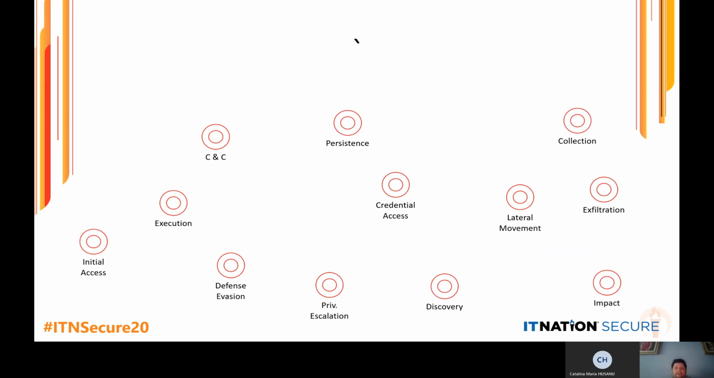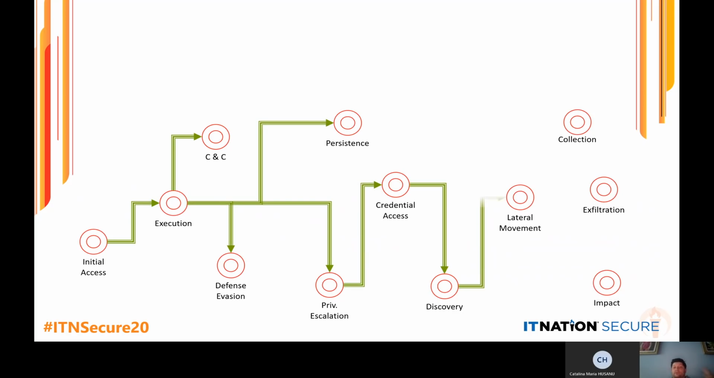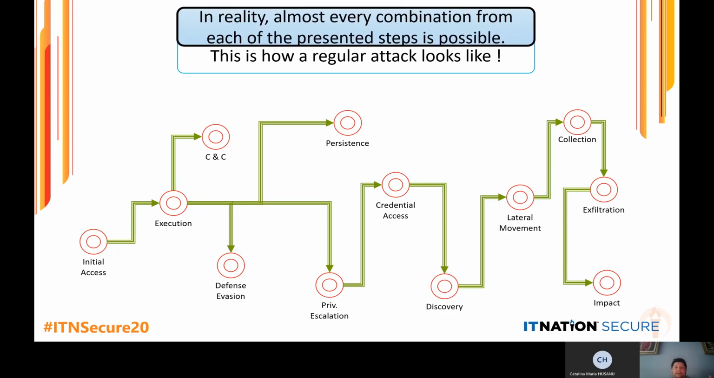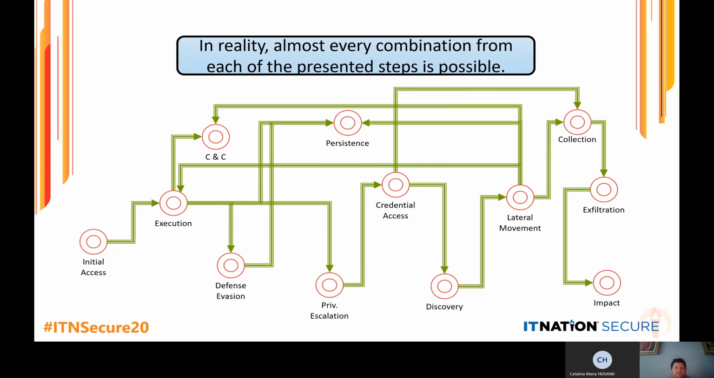Looking at this, one thing that has to be understood at this point is that it's not a linear flow. An attack usually doesn't go from one point to another the way they are described in the MITRE matrix. Rather, it's more like a tree. So usually you start with initial access, go to execution, CNC, defense evasion, persistence, privilege escalation, credential access, discovery, lateral movement, collection, exfiltration, and finally impact. And this is how a regular attack looks. But in reality, pretty much every combination is possible. You can go from execution directly to impact.